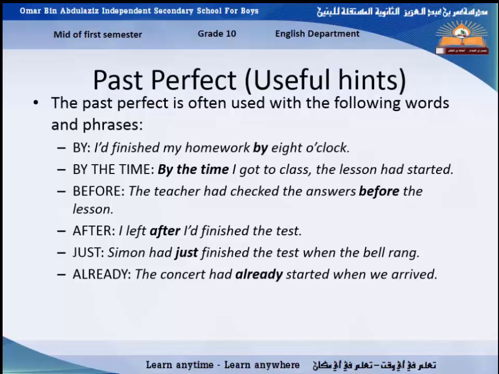Before. The teacher had checked the answers before the lesson. After. I left after I had finished the test. Just. Salman had just finished the test when the bell rang. Already. The concert had already started when we arrived.